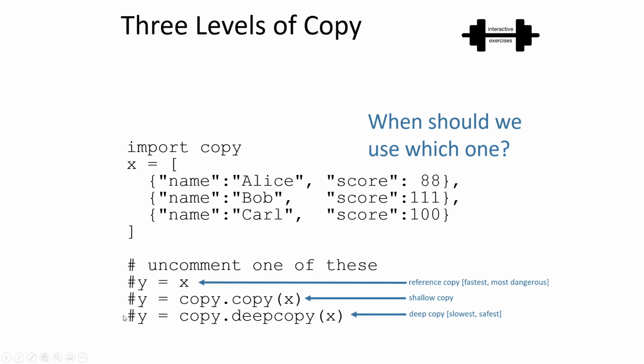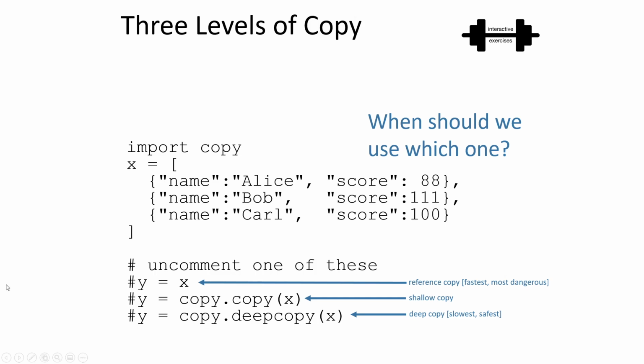The third one is probably the most intuitive and what we'd expect from copy. That's deep copy. It's going to make an exact copy of everything. So it's going to create a brand new list, y, and inside the list it's going to create three brand new dictionaries. One for Alice, one for Bob, and one for Carl.